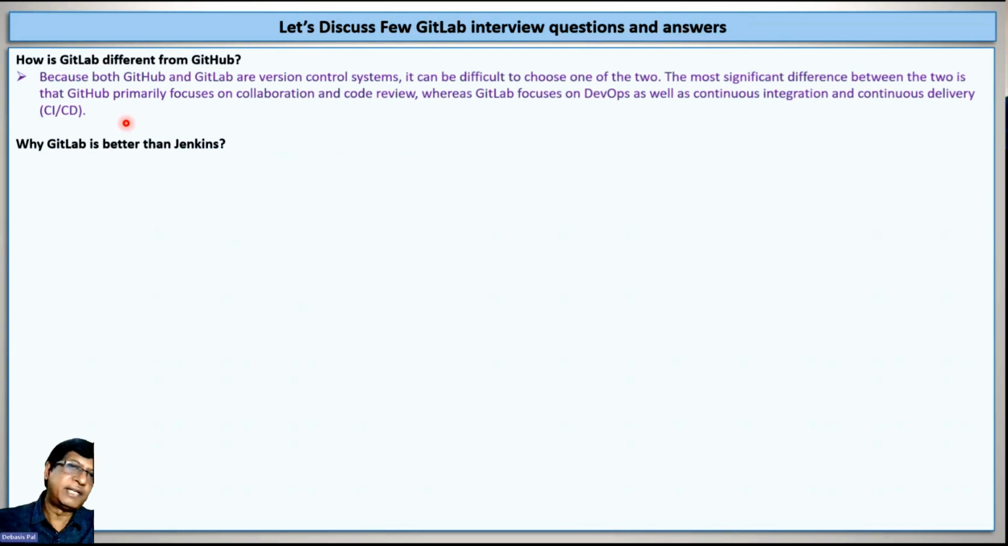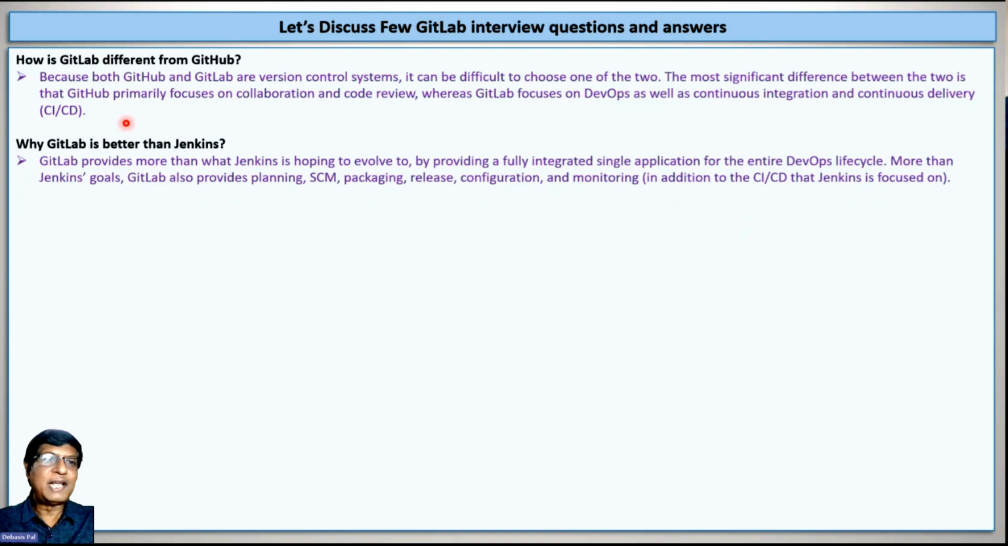Why is GitLab better than Jenkins? We have already discussed that. Is that an interesting question? Jenkins is only used for CI/CD, whereas GitLab can be used both for CI/CD and for the entire job in DevOps. Yeah, fantastic. Again, good hand.